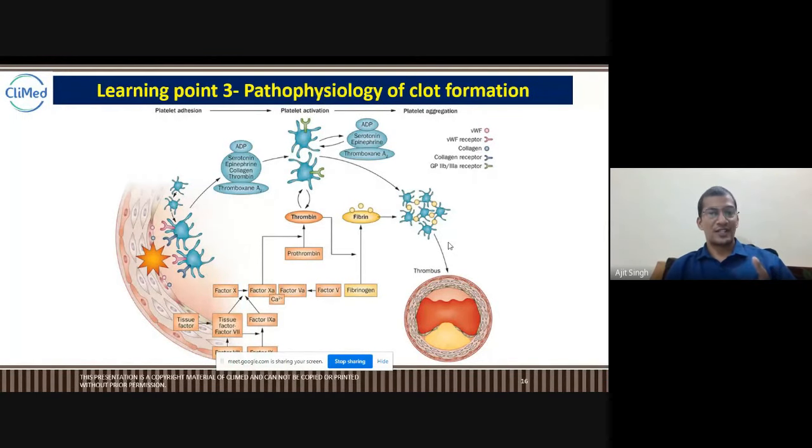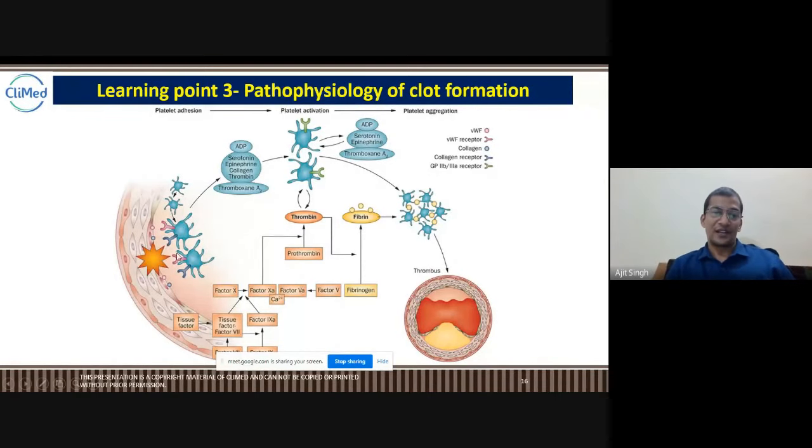Another will be your collagen and von Willebrand factor, VWF. These things will immediately start releasing from the injury site. One is tissue factor, one is VWF, von Willebrand factor, and collagen. These three will start releasing immediately, and these three will attract platelets to bind.